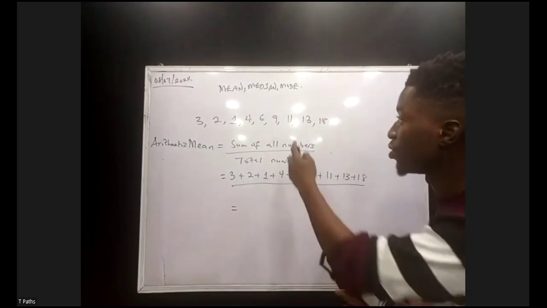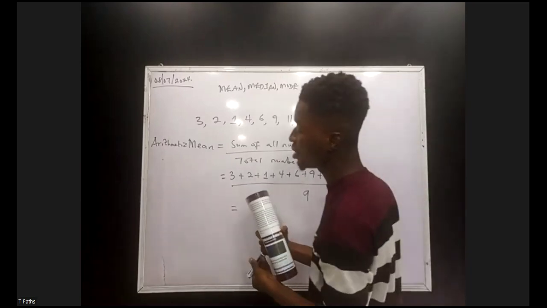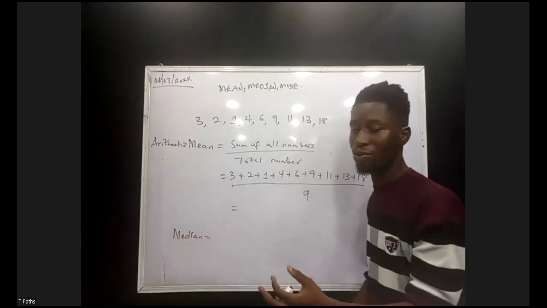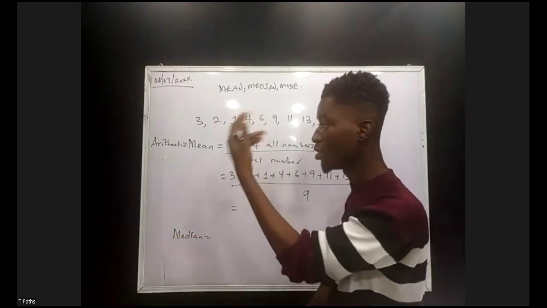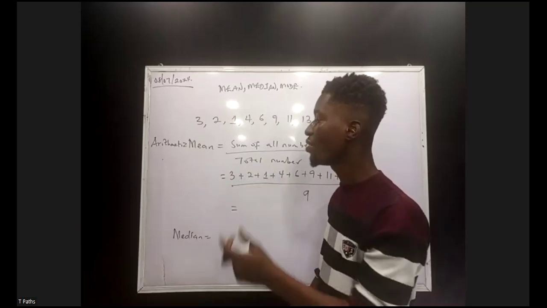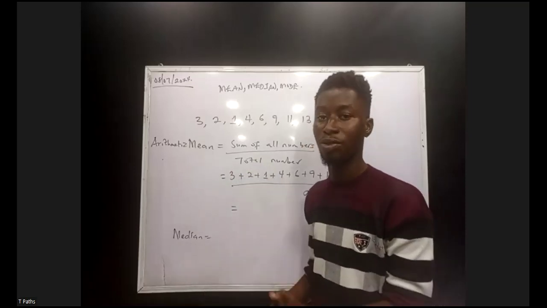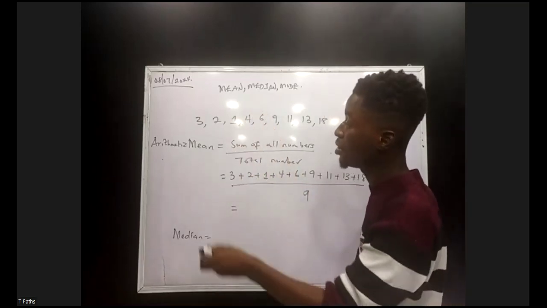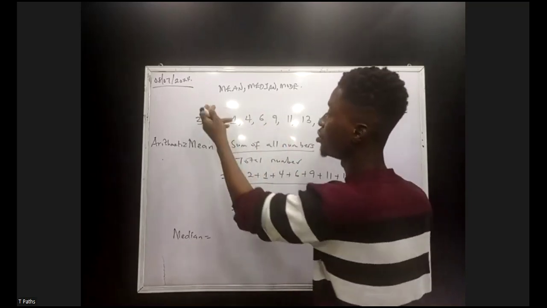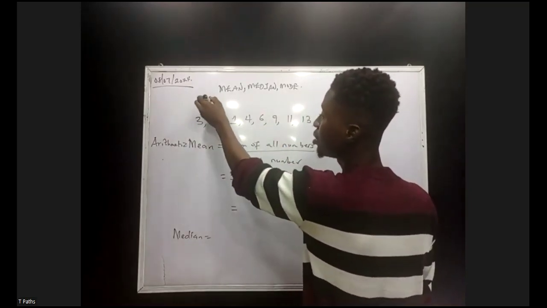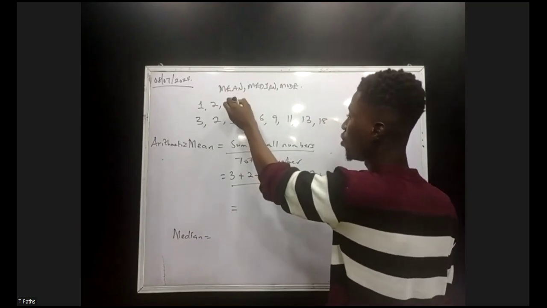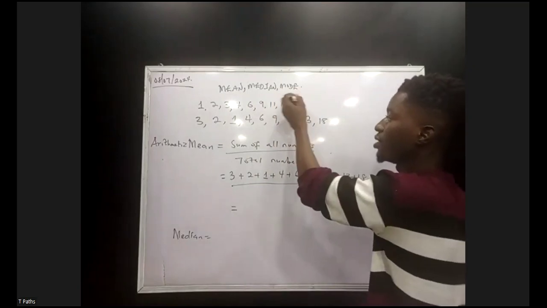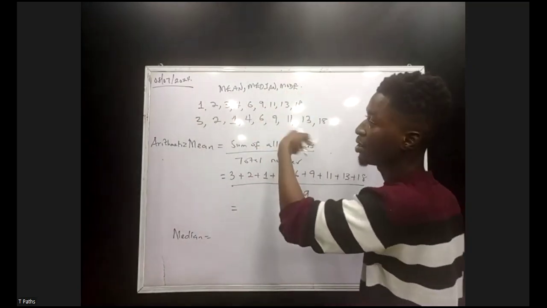Now let's move to the median. If you are asked what the median of this set of numbers is, originally I know the median is just the middle number, right? But whenever you are asked to get the median, you have to arrange those numbers in ascending order. When I say ascending, I mean from the smallest to the biggest. So starting here: 1, 2, 3, 4, 6, 9, 11, 13, 18. From the smallest to the biggest, right?